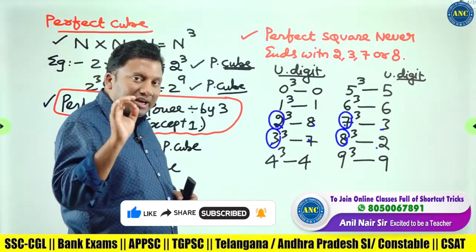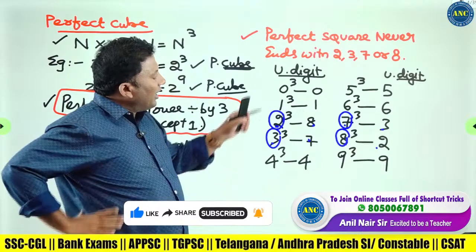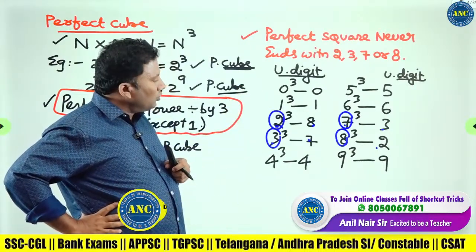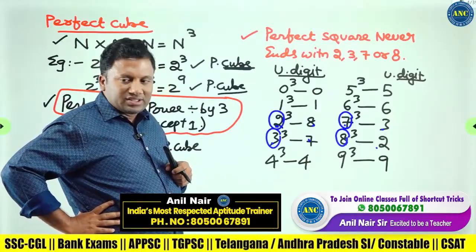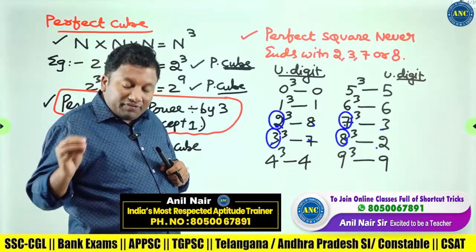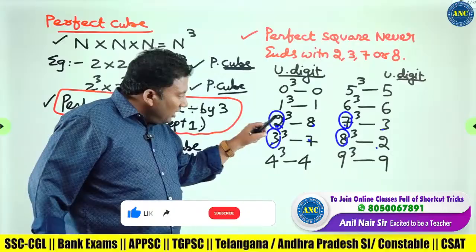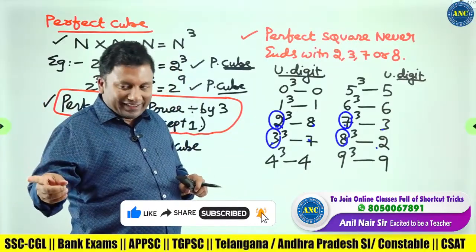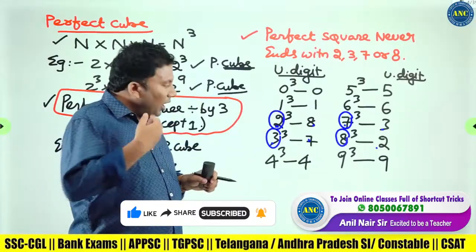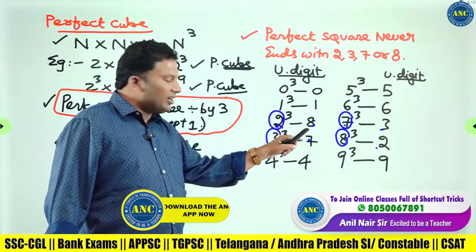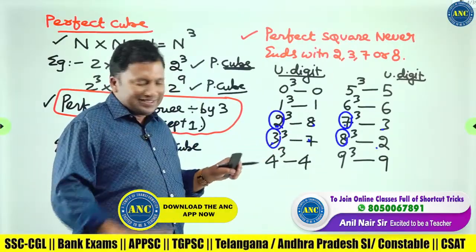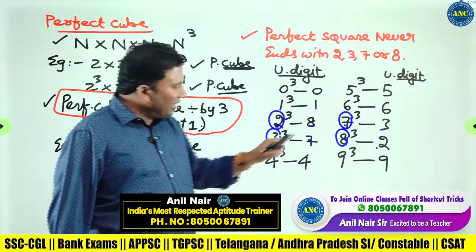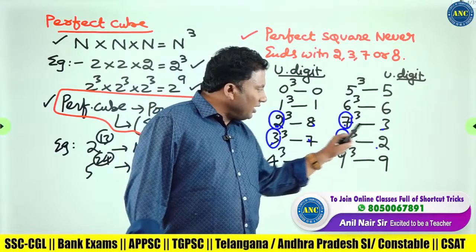A perfect square never ends with 2, 3, 7 or 8. I wrote all the possible unit digits of a number: 0, 1, 2, 3, 4, 5, 6, 7, 8 or 9. Every time I cube it, only for 2, 3, 7, 8 is the cube answer's right hand side different. The rest are all the same. How to find out this different number? 10 minus the unit digit. 10 minus 2 is 8. 10 minus 3 is 7. 10 minus 7 is 3. 10 minus 8 is 2.